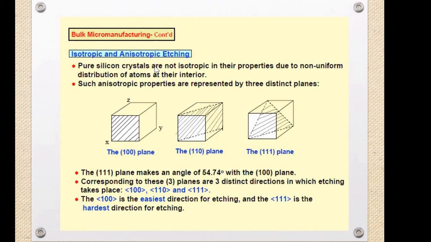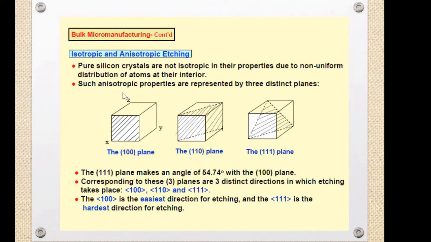Pure silicon is not isotropic in its properties due to non-uniform distribution of atoms in its interior. Such anisotropic properties are represented by three distinct planes. You must have studied three distinct planes in material science. What does the 100 plane represent and what does the 110 plane represent? This is just the orientation of the crystals. Have you studied this or not? The 110 plane is just a representation of a plane in a crystal. How is it represented?